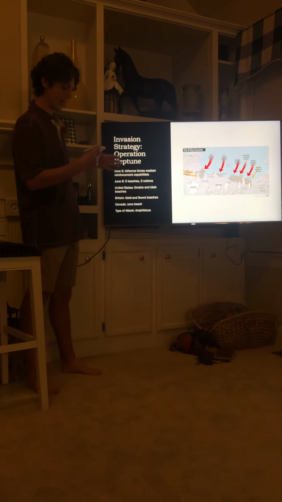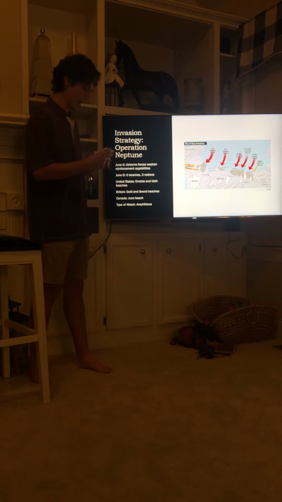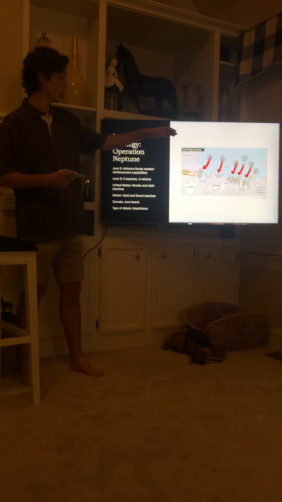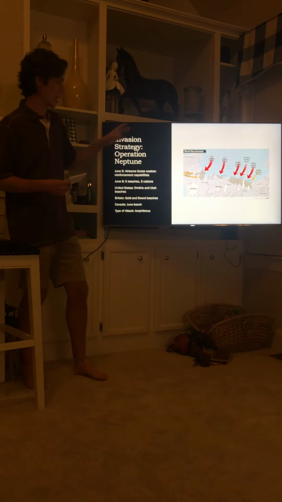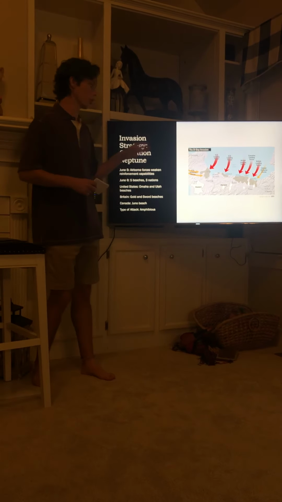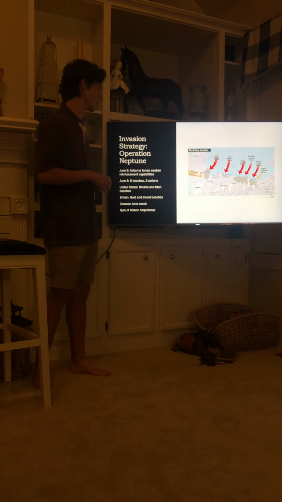They divided Normandy into 5 beaches that had their own subsections, and these 5 beaches were codenamed Utah, Omaha, Gold, Juno, and Sword beaches. The United States was responsible for the attack on Utah Beach and Omaha Beach, while British forces were responsible for Gold and Sword, and Canadian forces were responsible for Juno Beach.